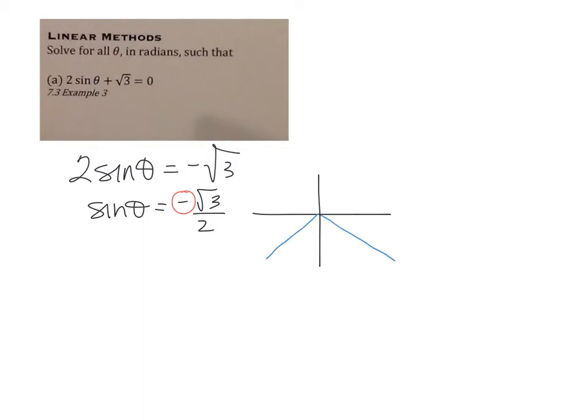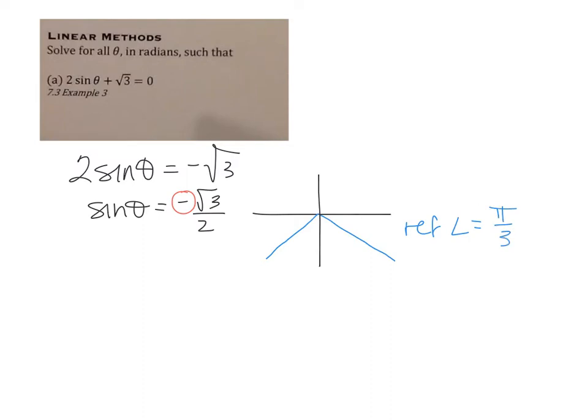So I'm just drawing these little terminal rays to help me remember that my final answers are going to have to be those angles that live in the third and fourth quadrant. And the next thing I want to do is find the reference angle for the root 3 over 2 sine. And so that's going to occur at pi over 3.